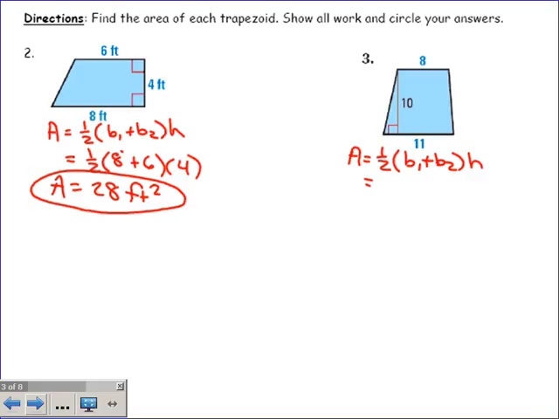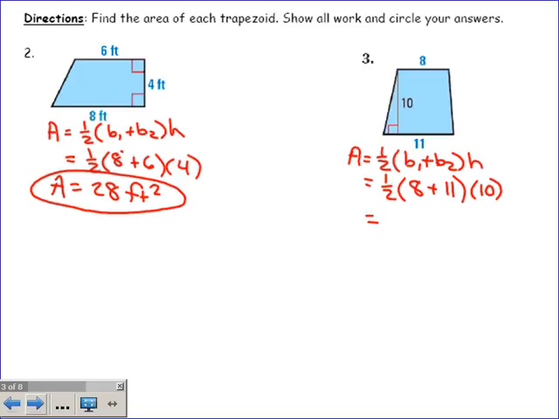That's right. Okay. Let's add these. Let's do this now. What's base 1, Justin? What's base 2? Excellent. And what's the height? Excellent. Great job.